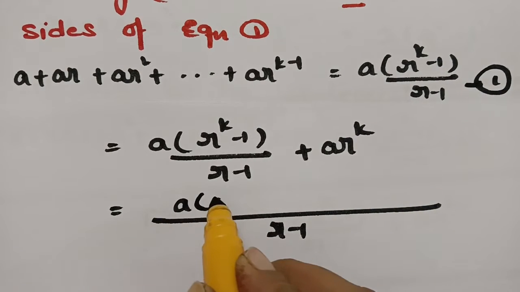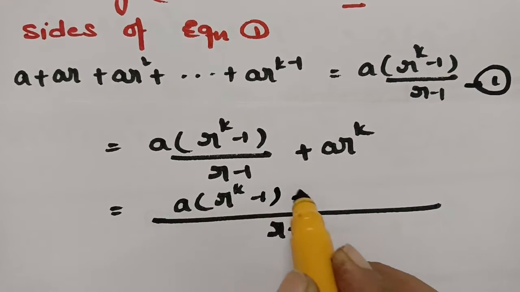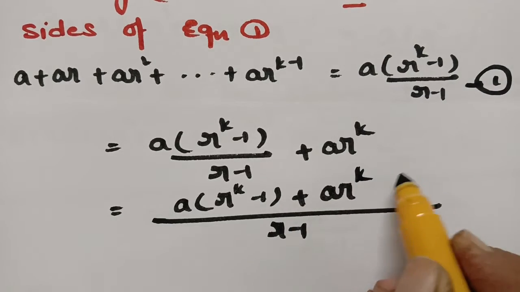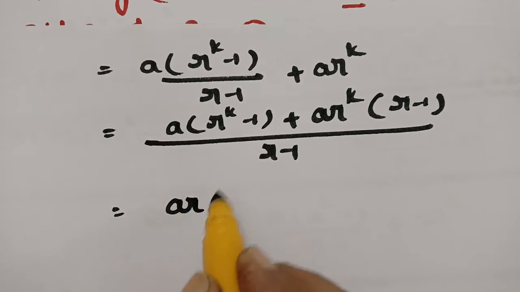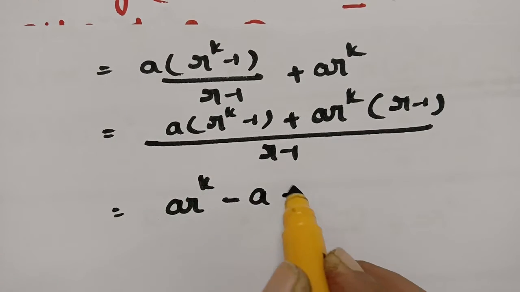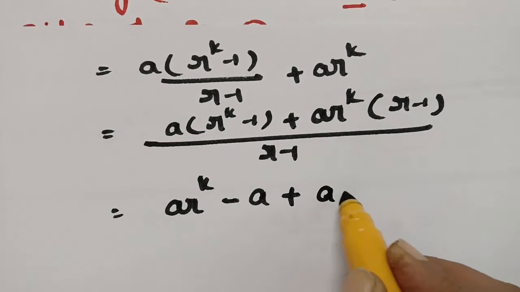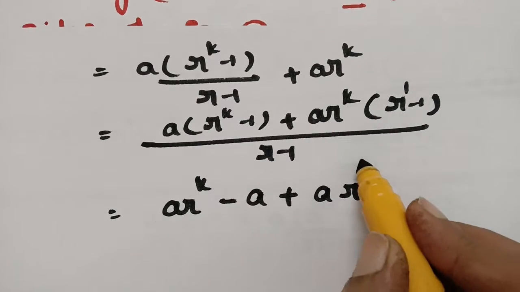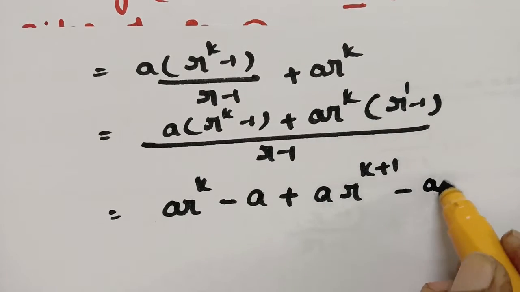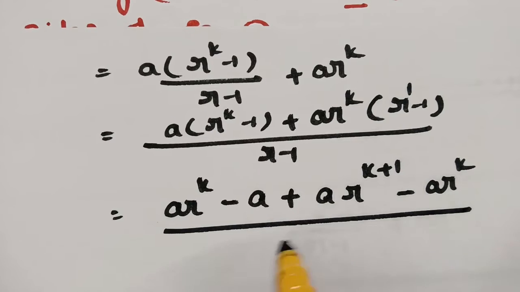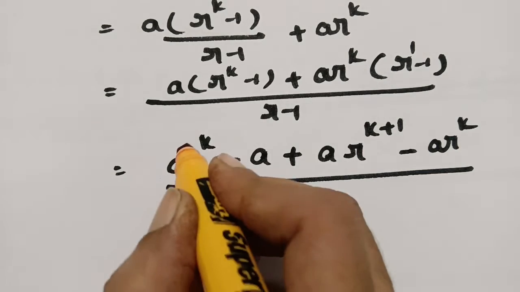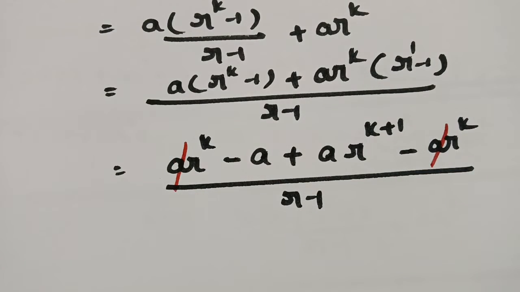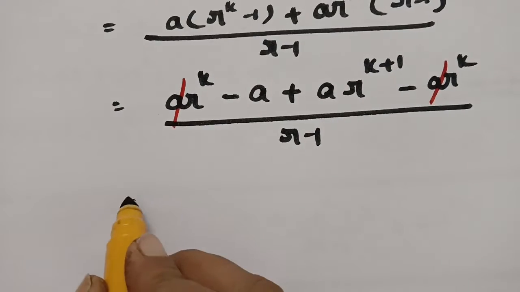So this will be A times r to the power k minus 1 plus A into r to the power k into r minus 1. So this will be A into r to the power k minus A. And if I multiply this one, so this is power 1. So this will be k plus 1 minus A into r to the power k, by this value r minus 1. Now I can cancel these two, that is A into r to the power k and this A into r to the power k. After cancelling, see what happens here.